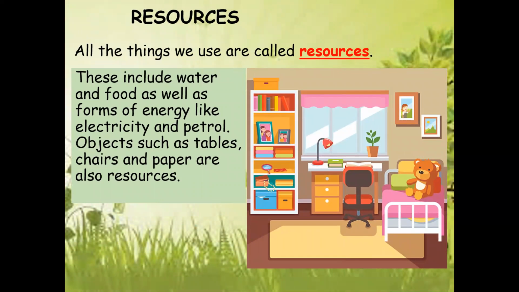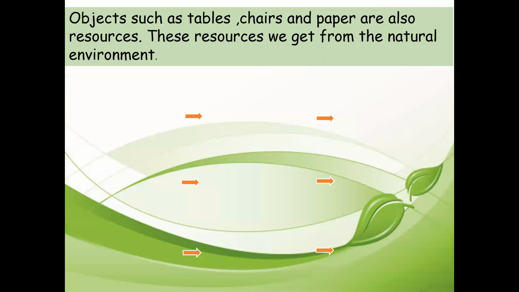Resources. All the things we use are called resources. These include water and food, as well as forms of energy like electricity and petrol. Objects such as tables, chairs, and paper are also resources. These resources we get from the natural environment.